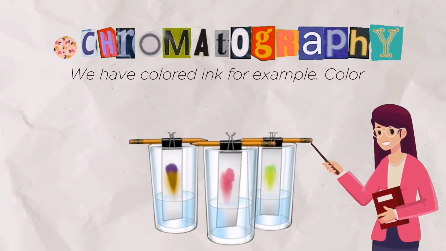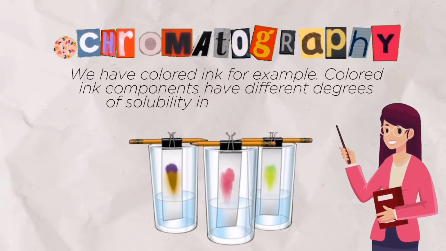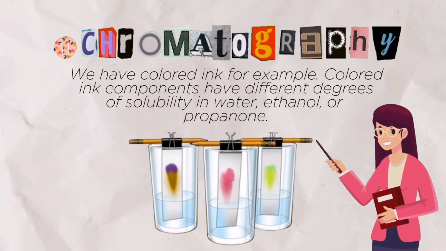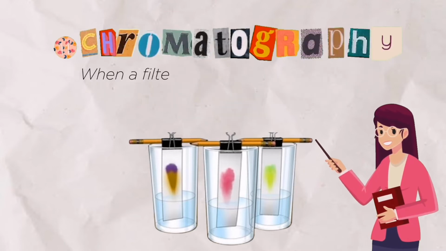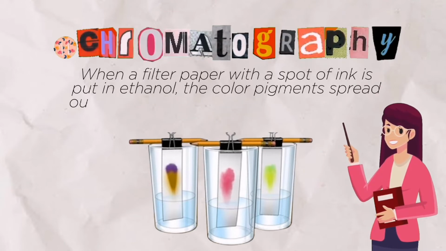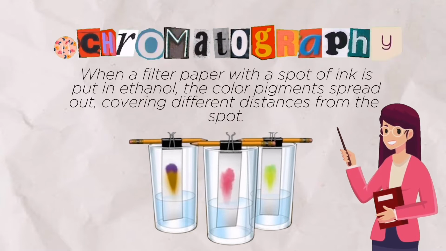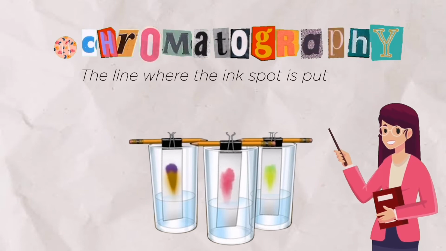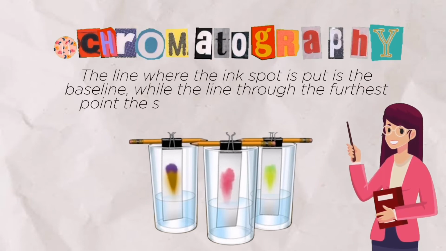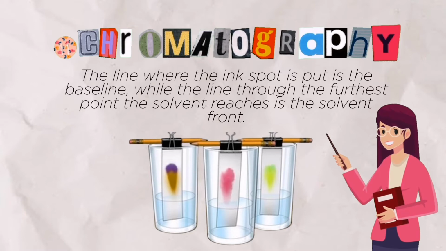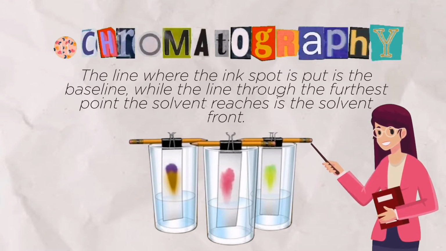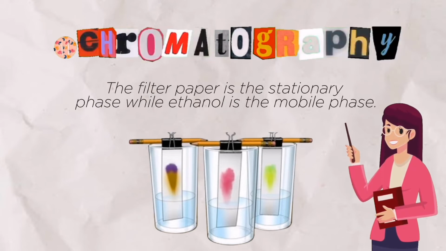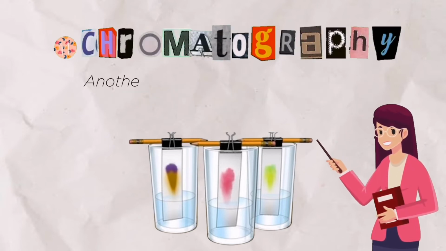We have colored ink, for example. Colored ink components have different degrees of solubility in water, ethanol, or propanol. When a filter paper with a spot of ink is put in ethanol, the color pigments spread out, covering different distances from the spot. The line where the ink spot is put is the baseline, while the line through the furthest point the solvent reaches is the solvent front. The filter paper is the stationary phase, while ethanol is the mobile phase.